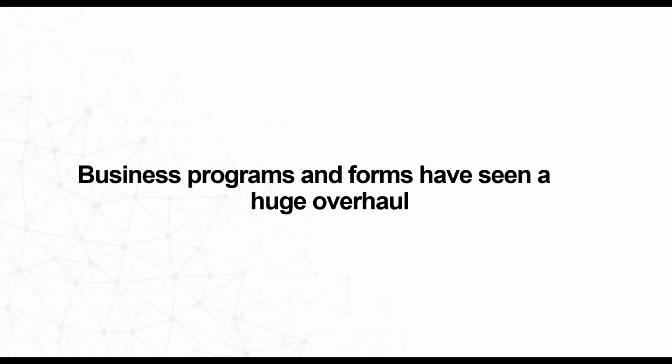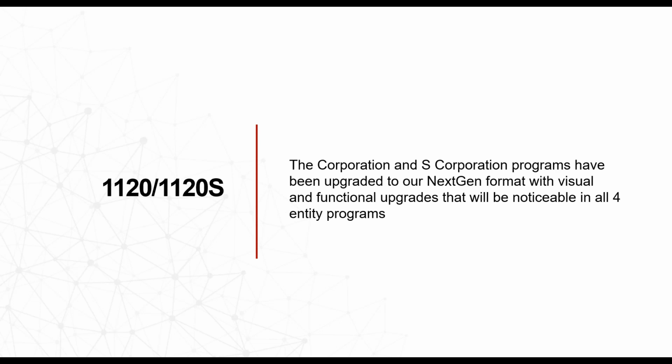All right, now let's go ahead and talk about the business programs. They've seen a huge overhaul. The biggest probably is the 1120 and 1120S. I talked about it a little bit earlier, but they've both been upgraded to our next-gen format with all the visual and functional upgrades that we had in the partnership and fiduciary program, but also we've upgraded all 4 programs to use a lot of the new cool features that are available in the 1040 program.